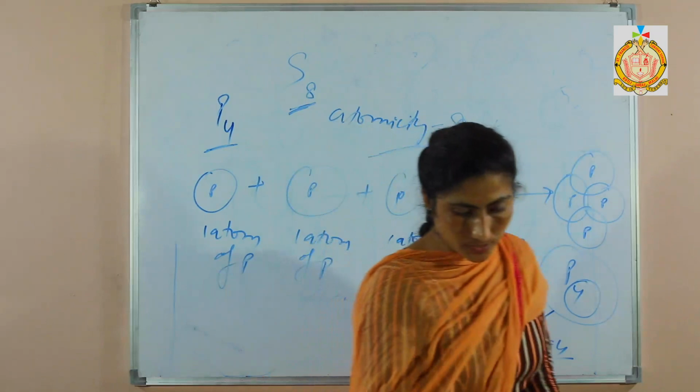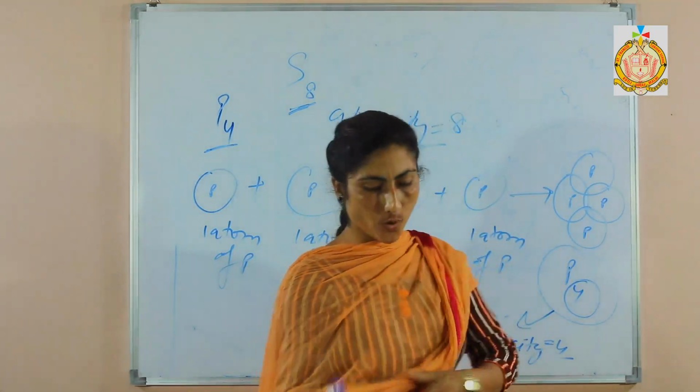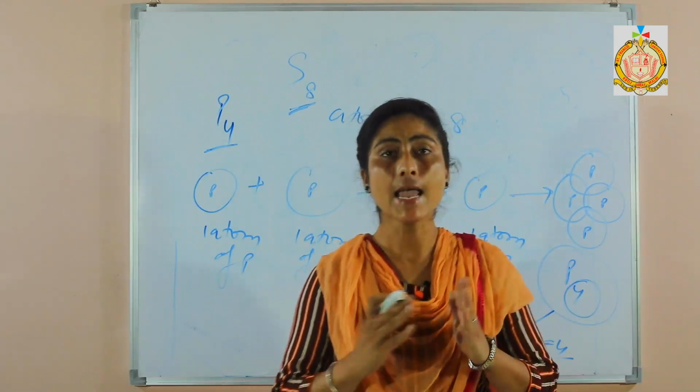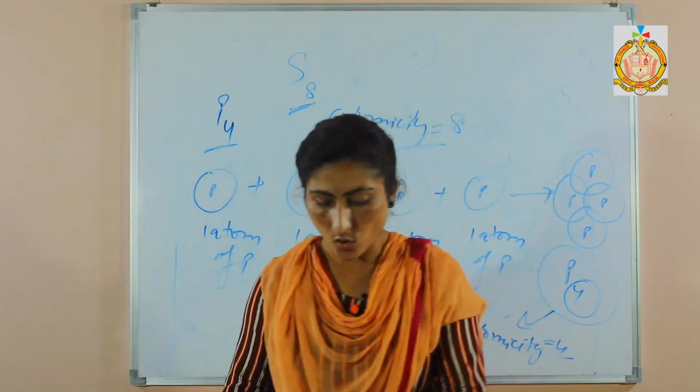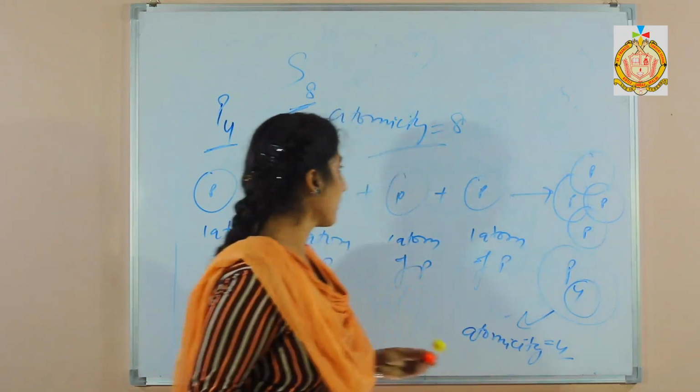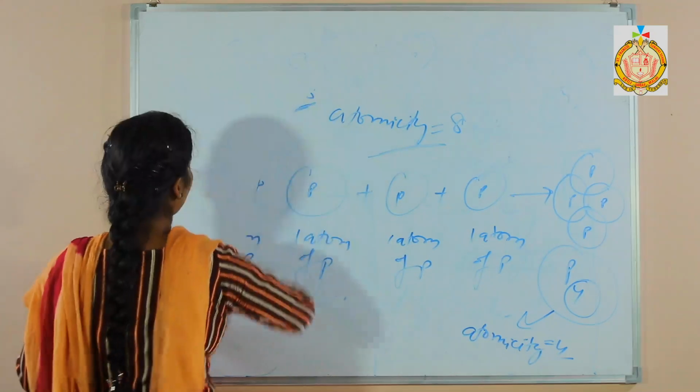Now the next topic is chemical formula of compounds. Students, the symbolic representation of a molecule of a compound is called the chemical formula of that compound. For example, the chemical formula of sodium chloride is NaCl.